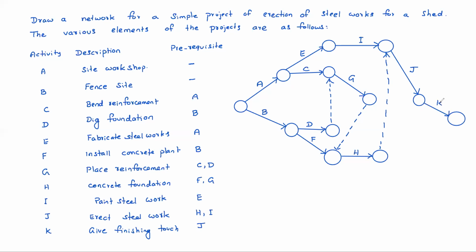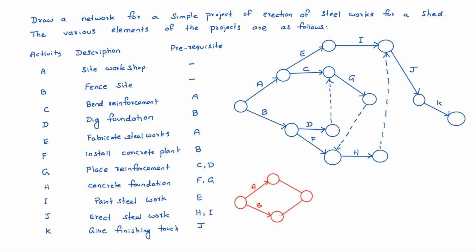Most of the times, in a single stretch, we cannot draw the network. So roughly we have drawn like this. Now in second refinement, you can remove some dummies. If the dummies are not required, then you can remove them. Here D and the dummy: D activity can be connected directly to the CG junction. See this one, A and B like this. Then just remove this dummy and place this one here.